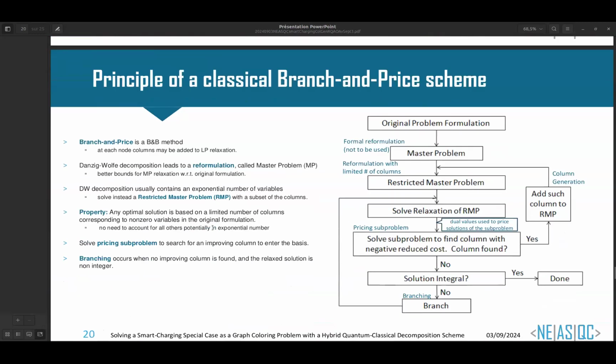Okay, now I'll go for a description of the principle of the classical branch and price scheme. The branch and price scheme is a branch and bound method, and at each node, columns may be added to the LP relaxation. Usually, in this case, we will be using a Dantzig-Wolfe decomposition, which means to reformulate the problem, and this is called the master problem.